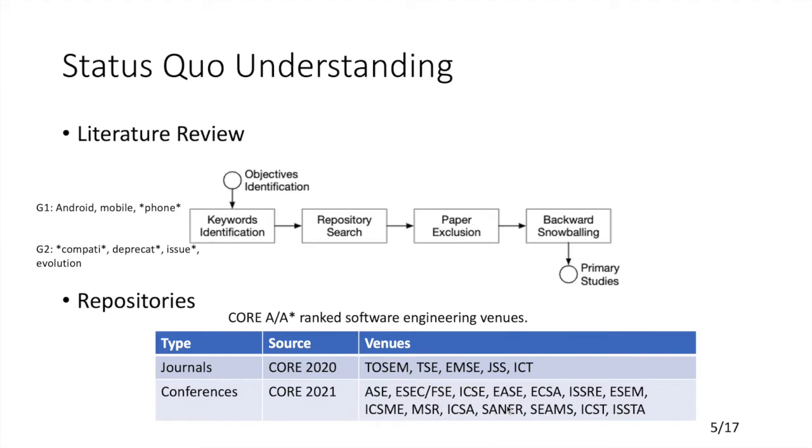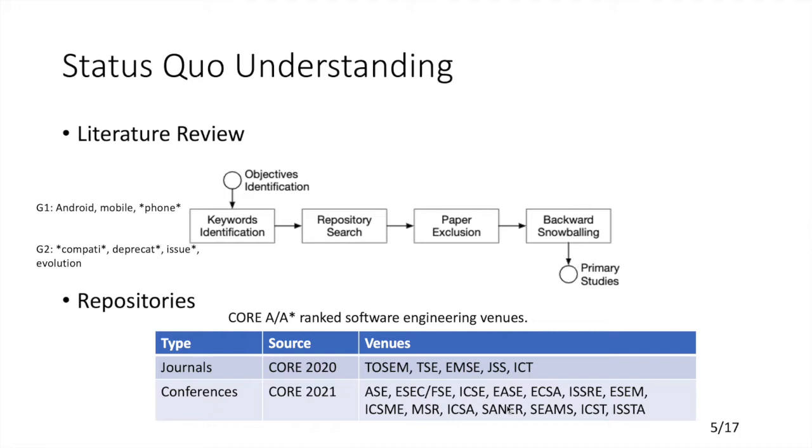Now, let's begin with the status quo understanding. We performed a systematic literature review to understand the status quo of app compatibility analysis. The figure shows the working process of our literature review. We resort to a set of keywords, 2 groups, to search for relevant publications in popular repositories and core A-star ranked venues listed in the table.